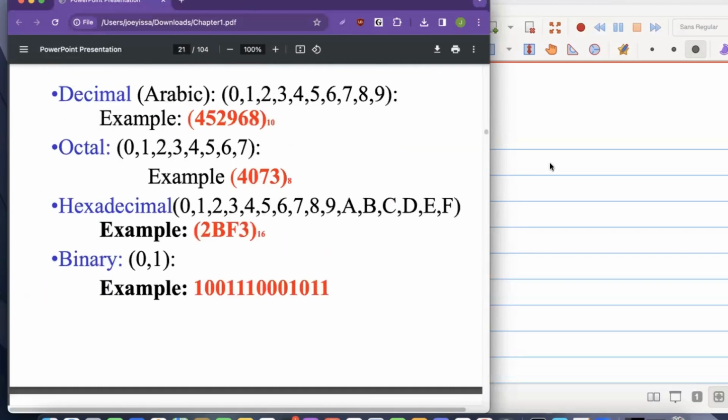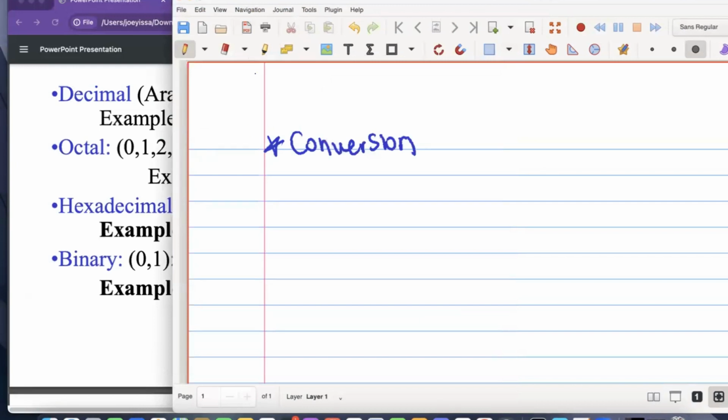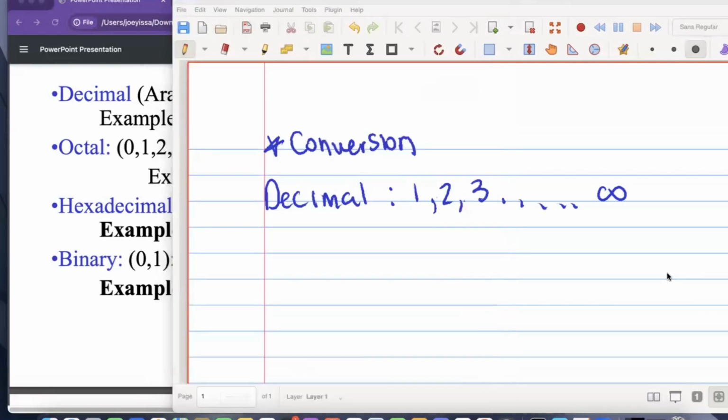Okay, right here. So we have normal decimal, which is basically counting from 1 to 3 onwards to infinity and backwards. This is how we usually count numbers. And basically, in digital systems, we try to shorten this up because holding this much memory is really expensive. So the next system that we use is octal.